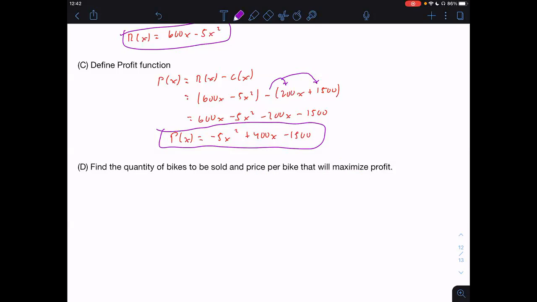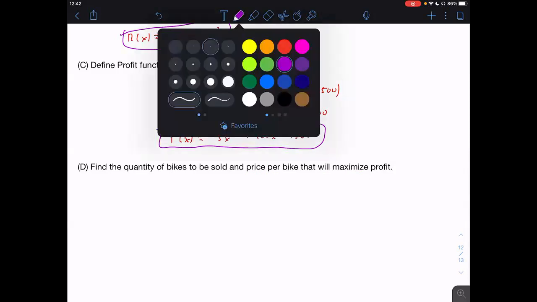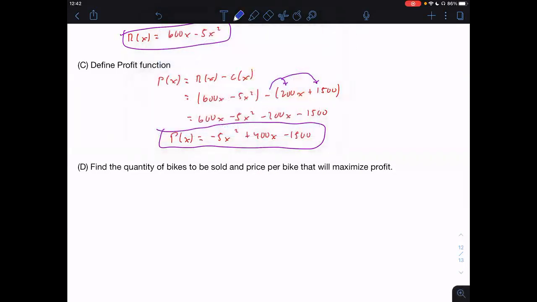Okay. So again, our profit function here, we defined above as negative 5x squared plus 400x minus 1,500. And look at what we're trying to find here. We want to find first the quantity of bikes. And we want to figure out what x has to be in order to maximize this profit function. And then we find the price afterwards.